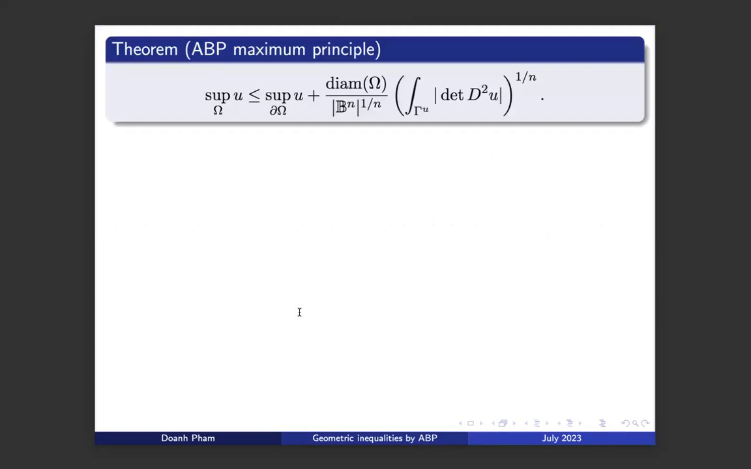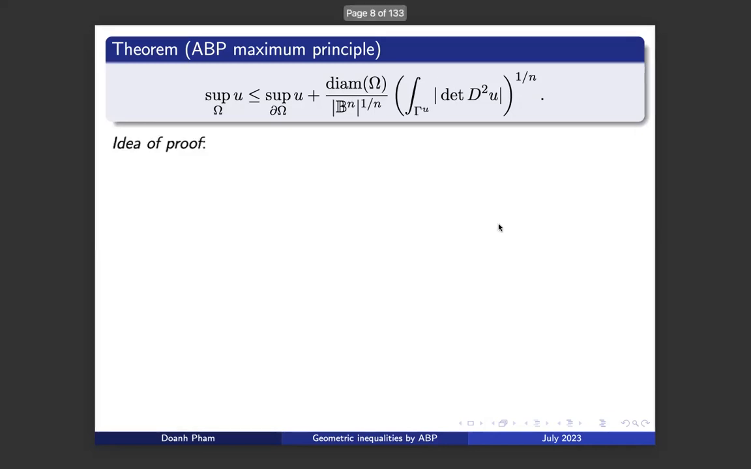So the ABP maximum principle says that the supremum over the entire omega of U is controlled by the supremum of U on the boundary, plus diameter over the volume of the unit ball to the 1 over n, multiplied by the integral on gamma U of the determinant of the Hessian of U to the 1 over n. So this ABP maximum principle is classical, and it is important in the theory of PDEs. Like you can find this ABP maximum principle in the classical book of Gilbarg and Trudinger, for example.